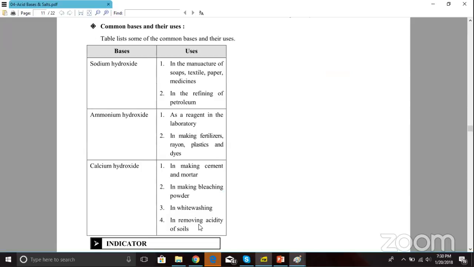What is the acidity of soils? How does the soil become more acidic? When acid rain comes from the atmosphere, it contains basically HNO3 as well as H2SO4. It will affect the growth of the plants. To neutralize that, we use calcium hydroxide.